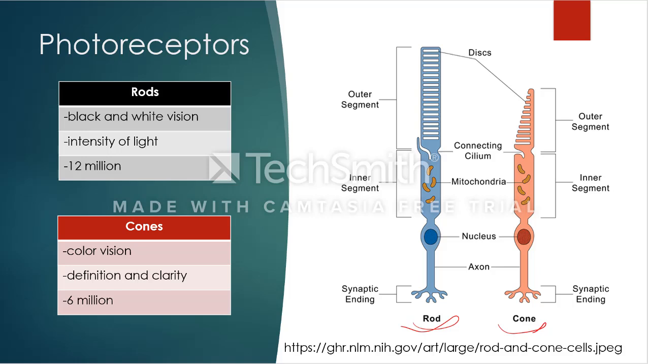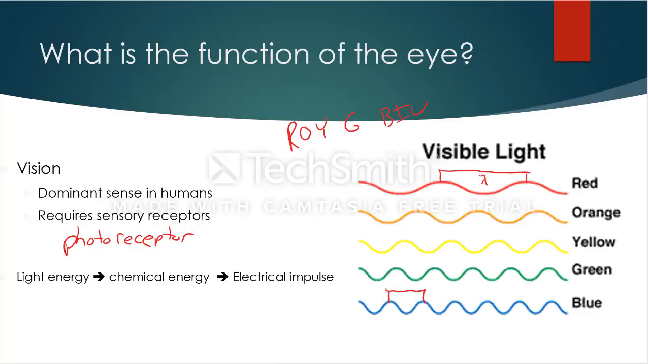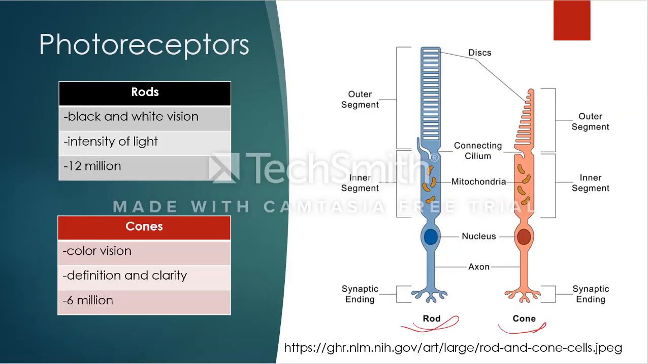All right, back to rods. Rods are really good at identifying different intensities of light. So if we go back to looking at the visible light, the intensity would be the amplitude or the measurement of how high the wave is. So this would be a stronger intensity than this one. Right. Cones, on the other hand, don't really do intensity well, but they're very good at definition and clarity. So if you want a nice, sharp, crisp image, that would be the responsibility of the cone.